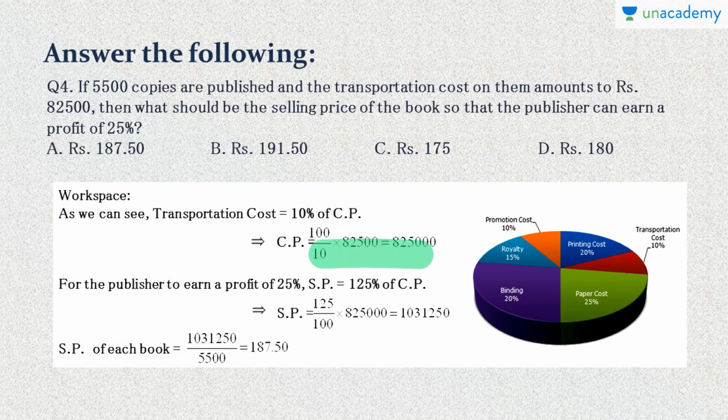So we have the cost price here. Now for the publisher to earn 25% profit, SP should be 125% of cost price. The selling price should be 125% of cost price, which is 10,31,250 rupees. Now I have the number of books that are to be printed, so I can find out the cost of the single book by dividing this price by 5,500, which gives me 187.50 rupees. So my correct option is option A.